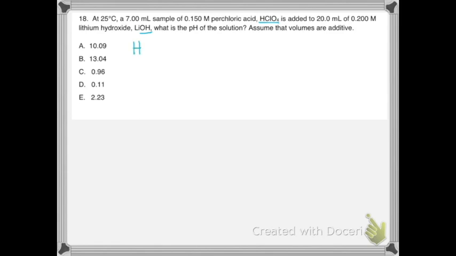We have HClO4 plus lithium hydroxide will form water and LiClO4. So for reactions, we want to work in terms of moles and use our ICF tables.